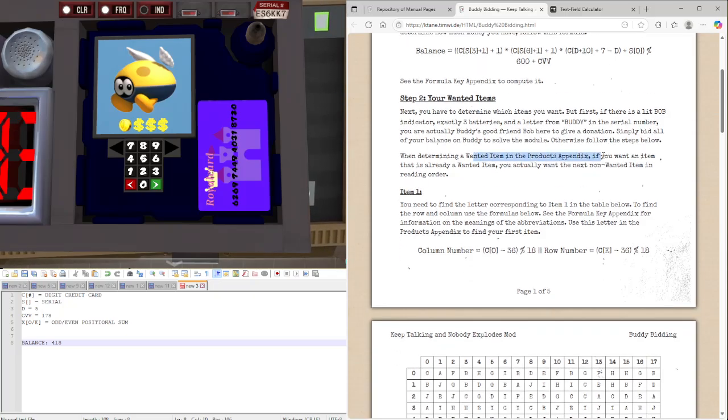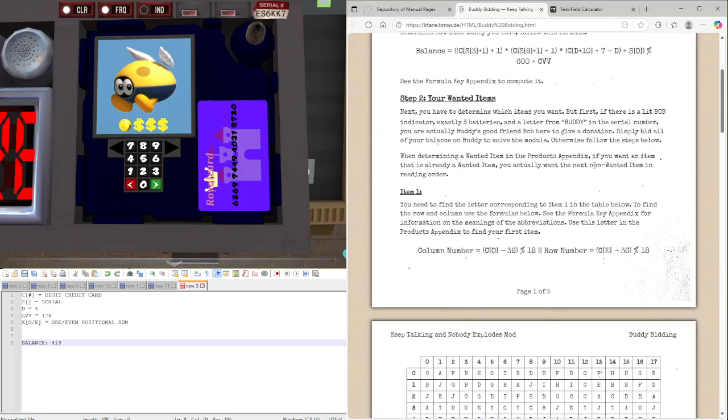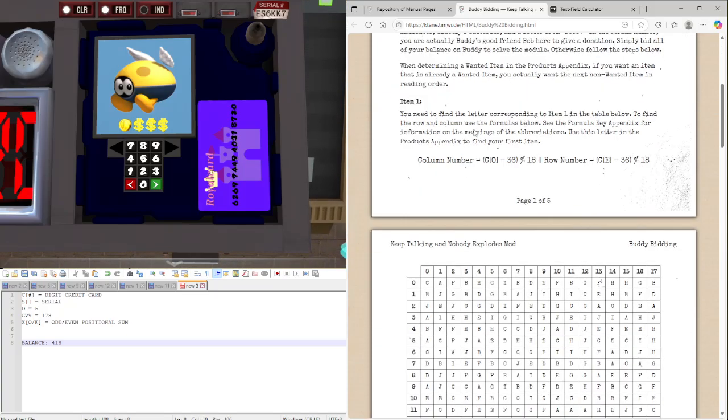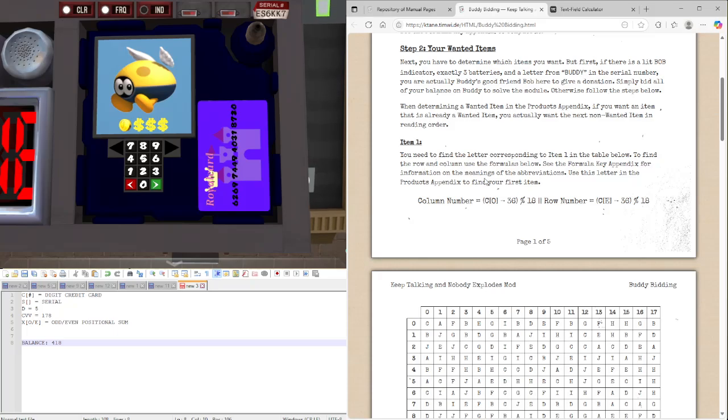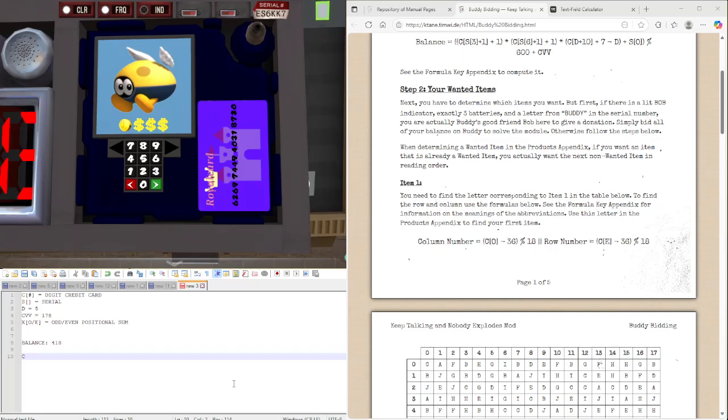So, determine a wanted item using these three conditions. If we get a duplicate, an item that is already a wanted item, it'll be the next one in reading order down here. So, item 1 is column, row. The column will be the sum of the credit card's odd-numbered positions minus 36, mod 18, and the same with the even digits for the row.